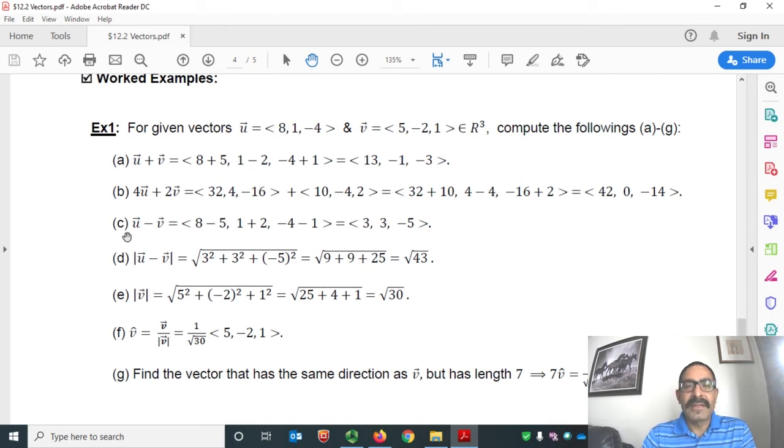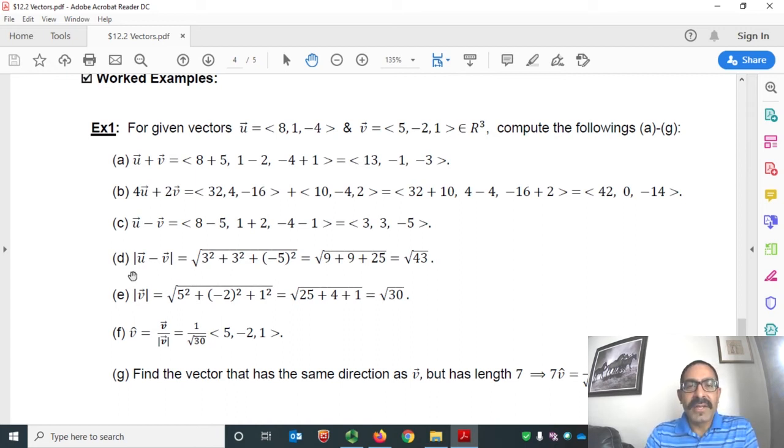Let's subtract these two vectors, u minus v. Again, you subtract component-wise. So then 8 minus 5, 1 minus minus 2 means 1 plus 2, minus 4 minus 1. It turns out to be this vector with components 3 comma 3 comma negative 5. Great. Let's do part D.